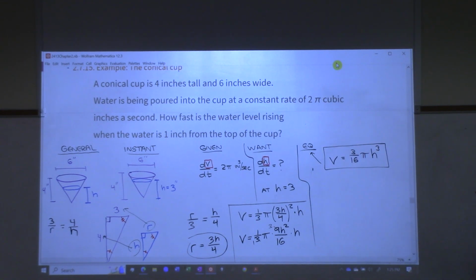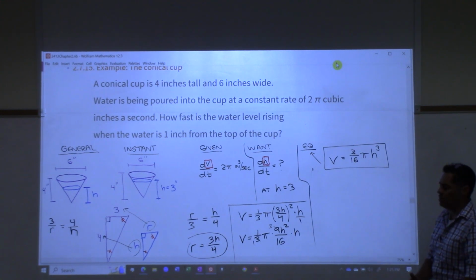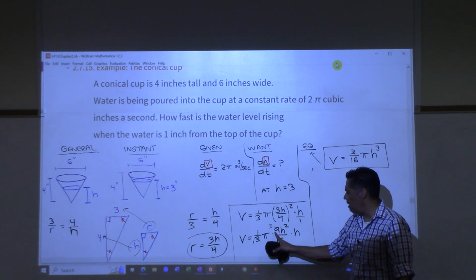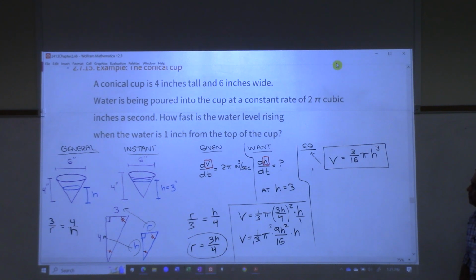Why is the h on top? Because you're multiplying. This is like h over 1, so it just goes across the top. I just reduced 9 divided by 3 and got 3 on top. All right, there it is.